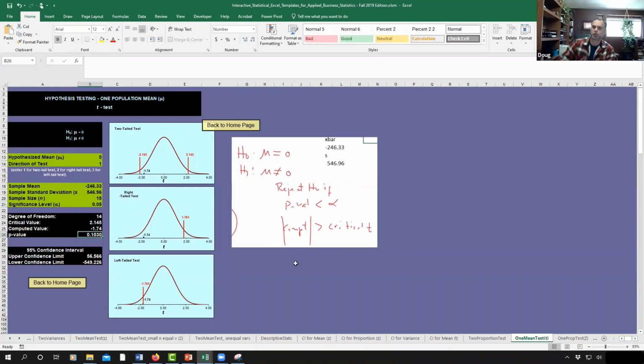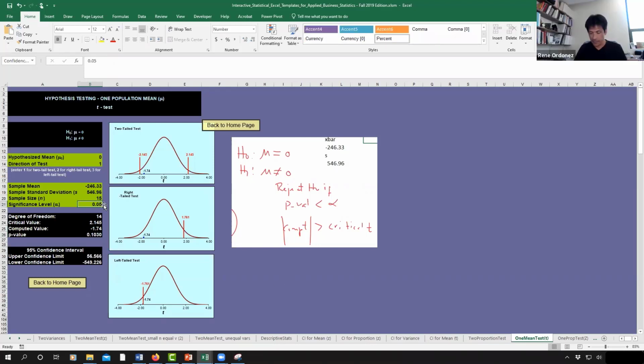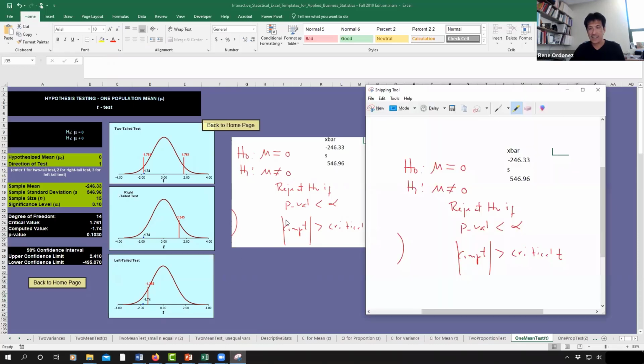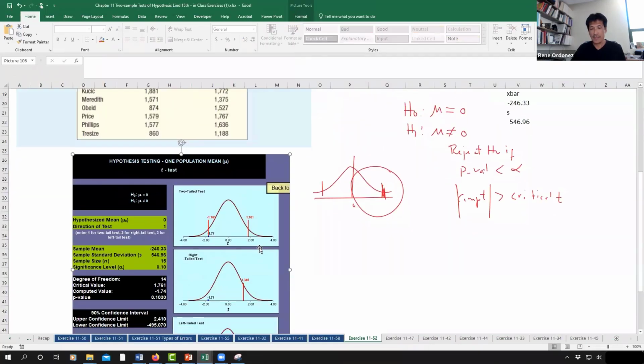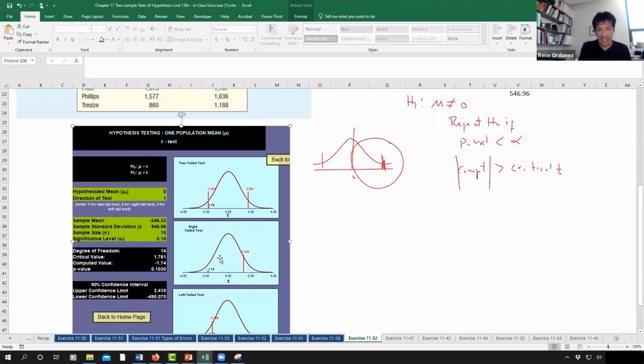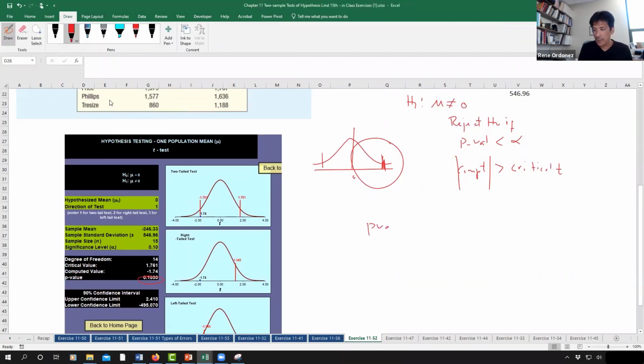It's 0.10 in the problem, Renee. Is it 0.10? Okay, thank you. All right. Still, the p-value is not less than the significance level. Okay. So here's the p-value. P-value is equal to 0.103.